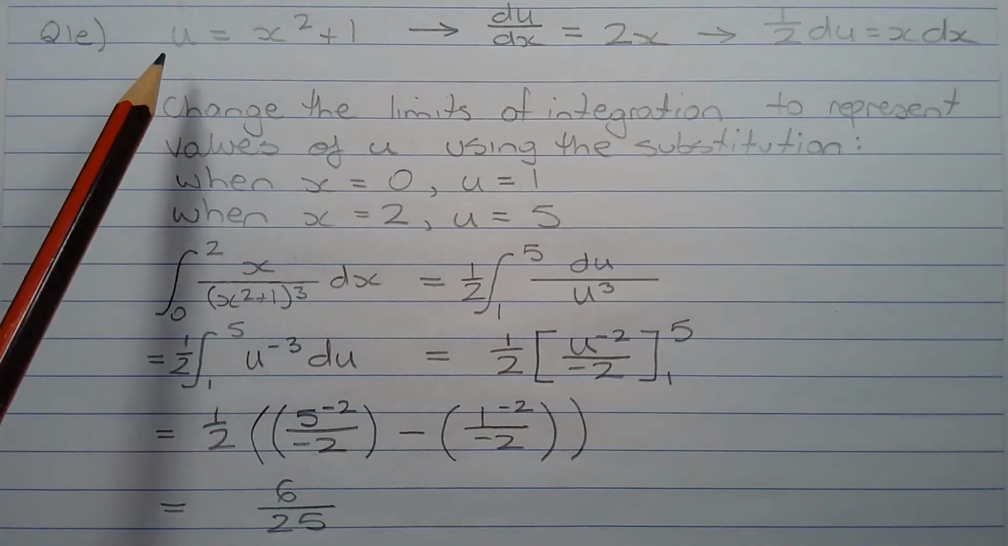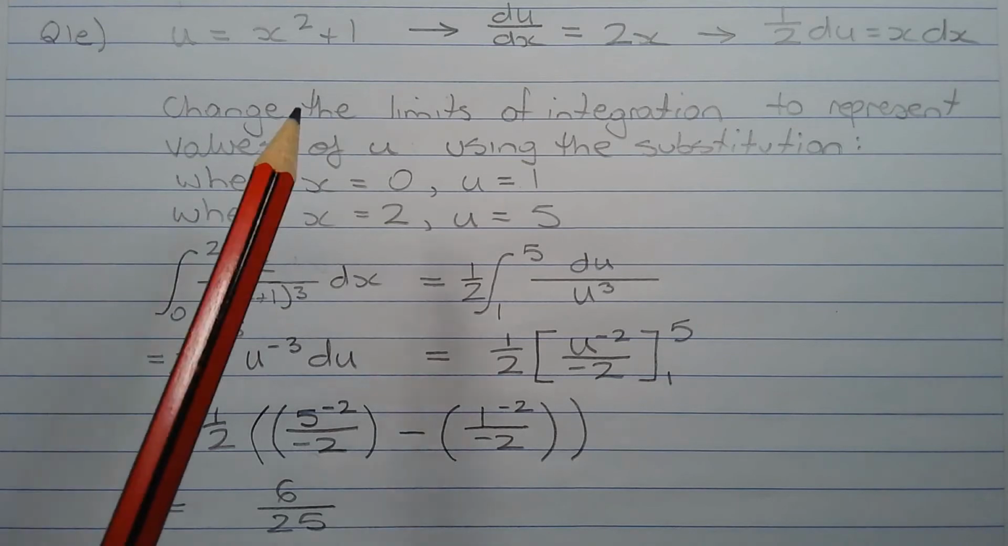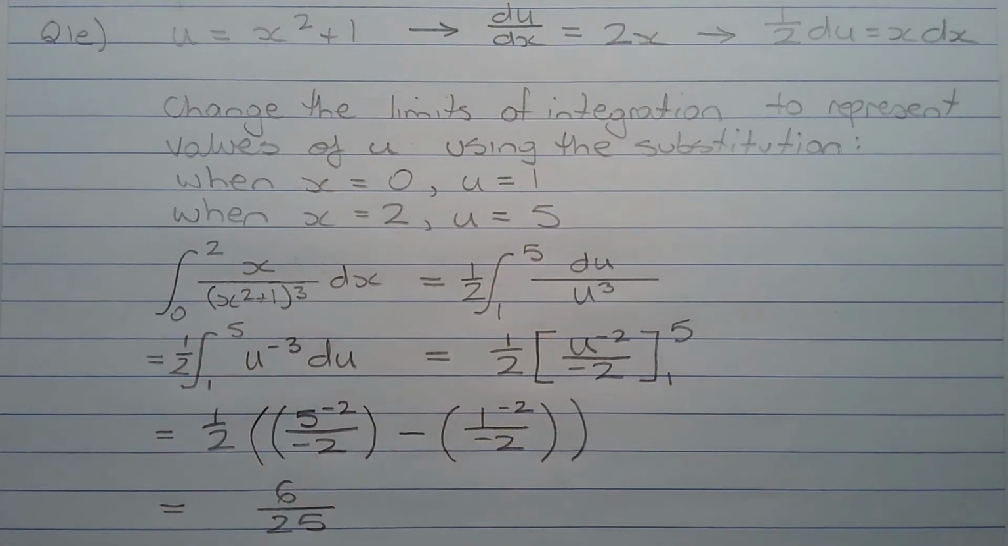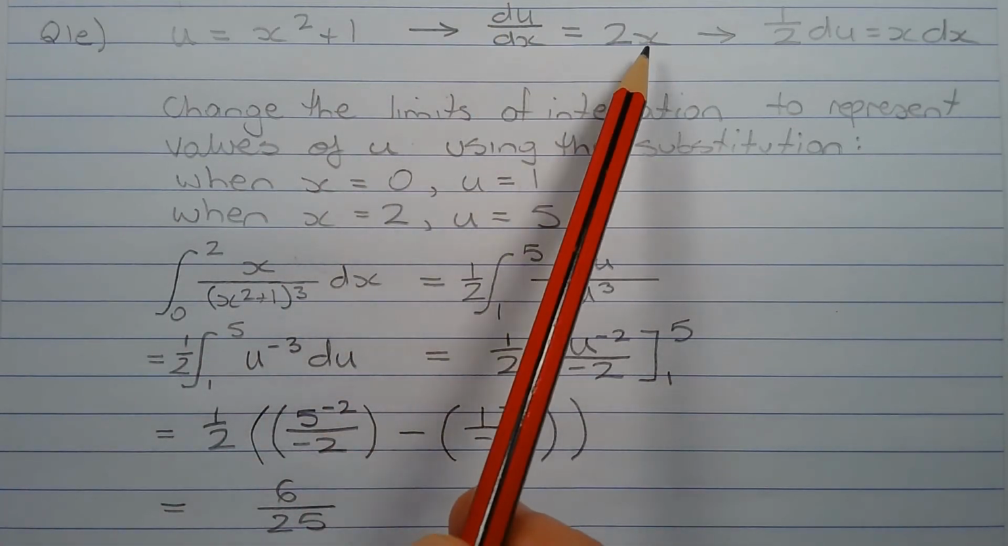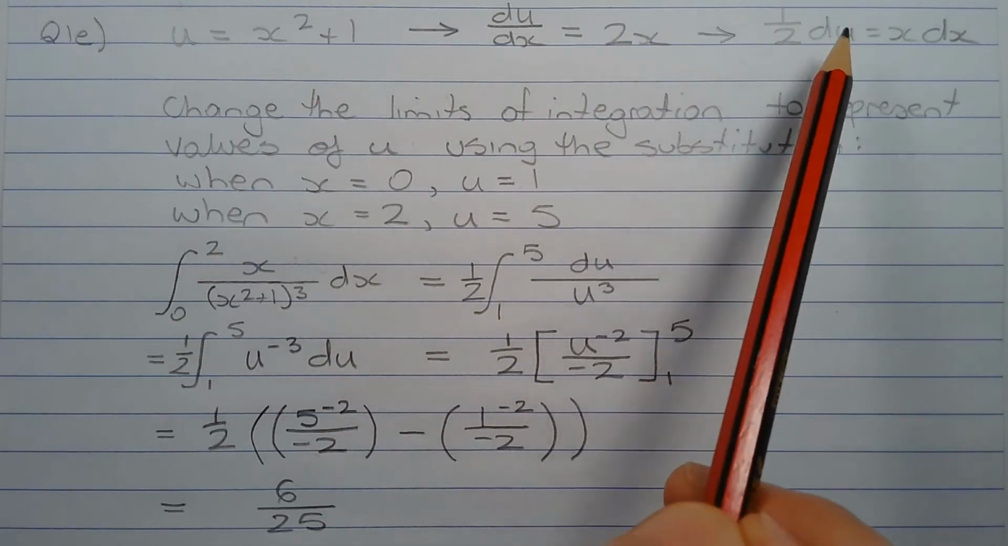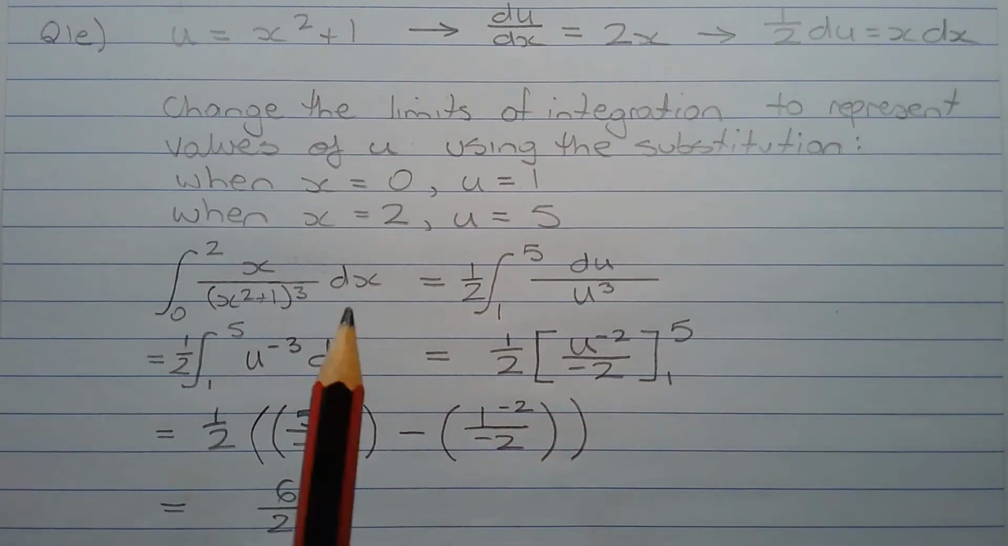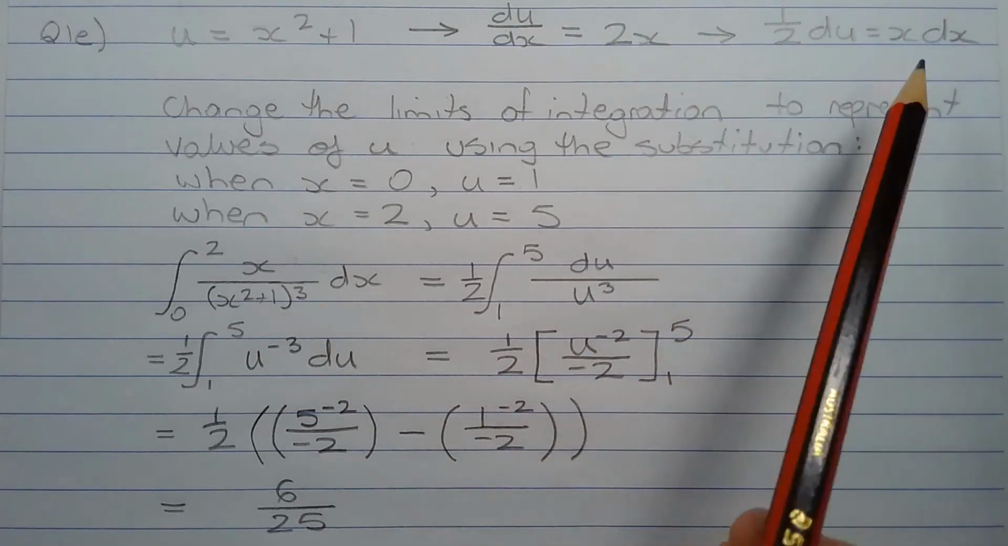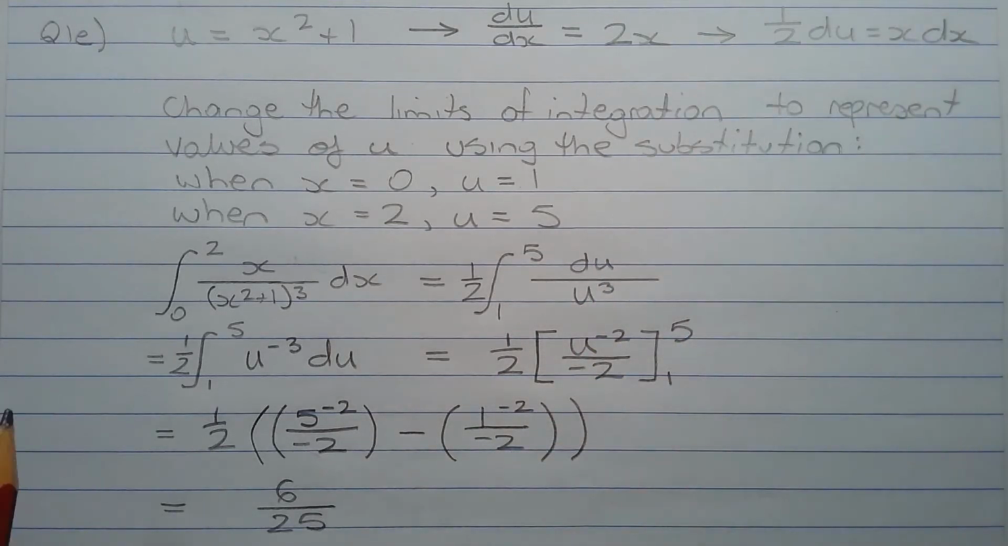Starting with the substitution u equals x²+1, we have du/dx is equal to 2x. Multiplying both sides by dx and then dividing both sides by 2, we have half du is equal to x dx. And the reason why it's expressed this way is because the x dx in the integrand is going to be replaced with half du.